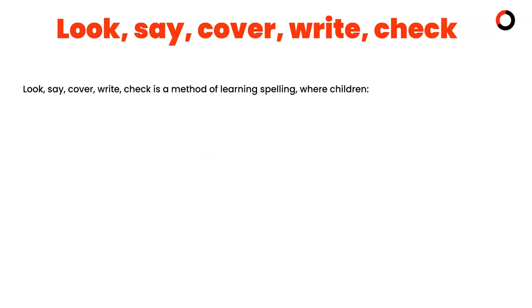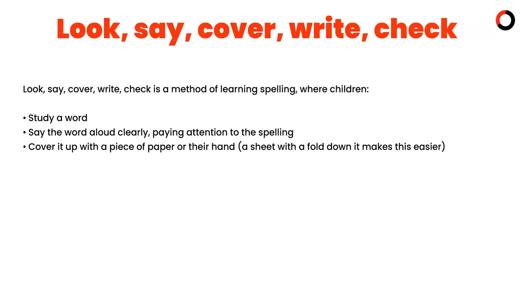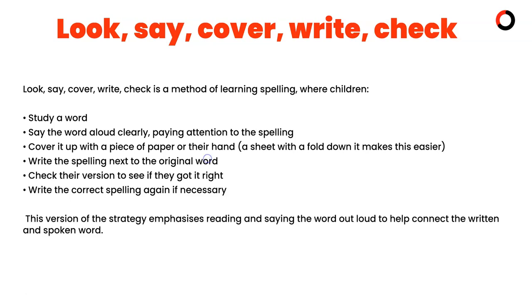The spelling strategy is look, say, cover, write, check, which is a method of spelling learning where children study a word, say the word aloud clearly, paying attention to the spelling, cover it up with a piece of paper or their hand, write the spelling next to the original word, check their version to see if they got it right, and then write the correct spelling again if necessary. This version of the strategy emphasizes reading and saying the word aloud to help connect the written and spoken word.